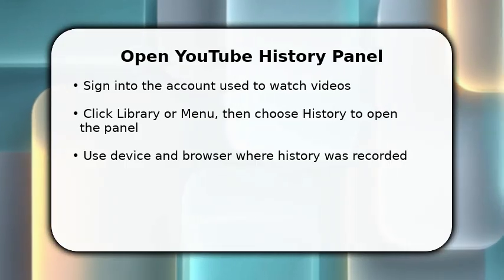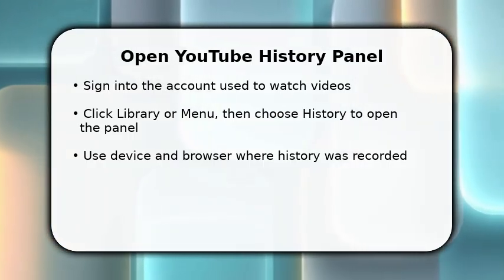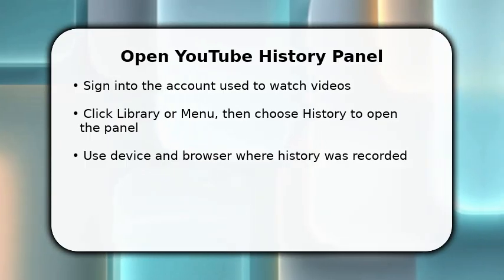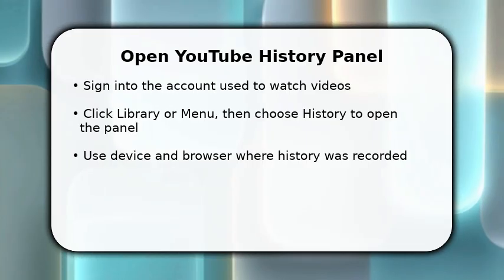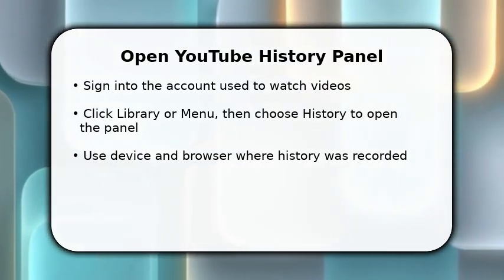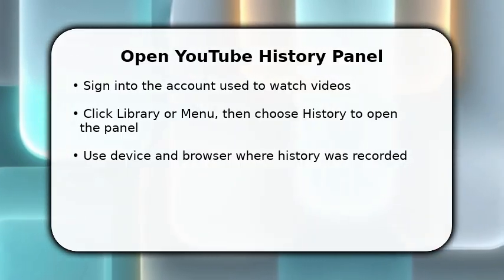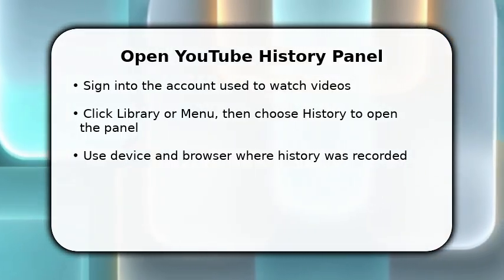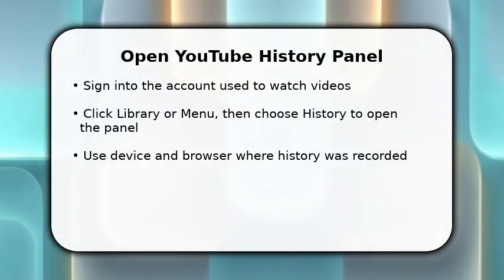You start by signing into the exact Google account that stores your YouTube activity. Once signed in, click the library icon or the left menu and select History to open the watch log. Make sure you use the same device or browser where you normally watch, because history is tied to account and sometimes to device settings. If you don't see items yet, pause and confirm you're not in incognito or that pause history is off. Those stop recording what you watch.